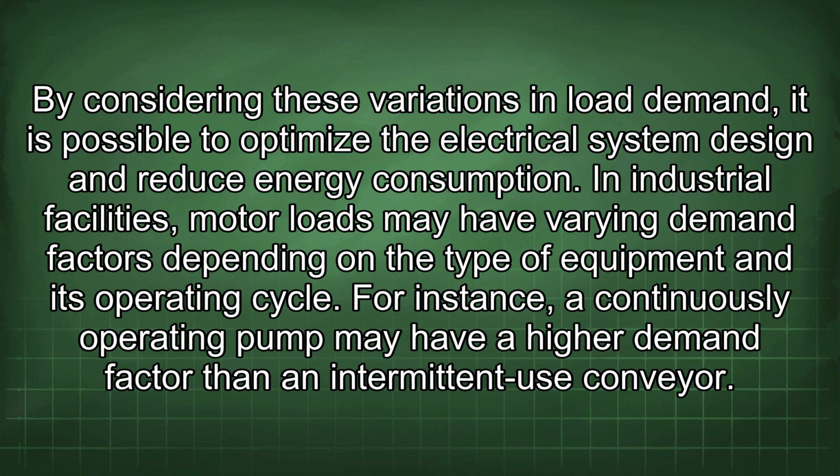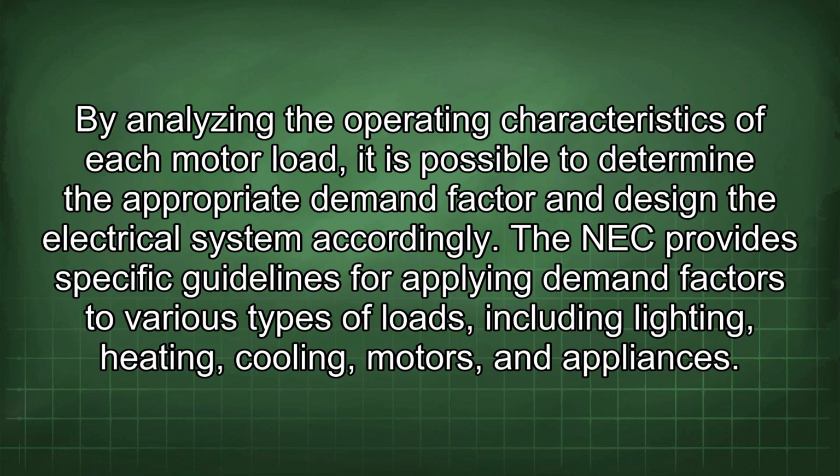In industrial facilities, motor loads may have varying demand factors depending on the type of equipment and its operating cycle. For instance, a continuously operating pump may have a higher demand factor than an intermittent use conveyor. By analyzing the operating characteristics of each motor load, it is possible to determine the appropriate demand factor and design the electrical system accordingly. The NEC provides specific guidelines for applying demand factors to various types of loads, including lighting, heating, cooling, motors, and appliances.